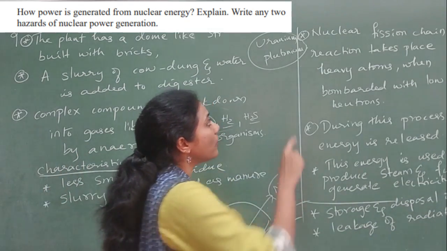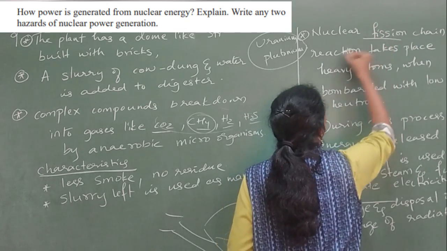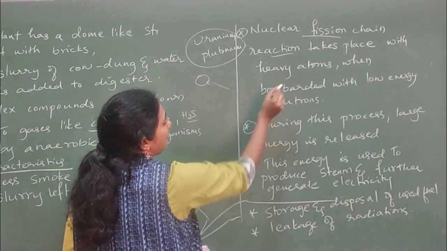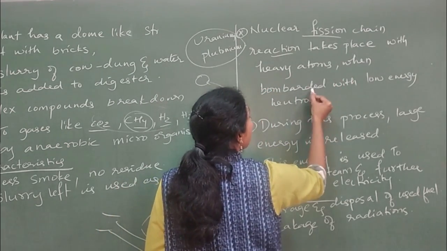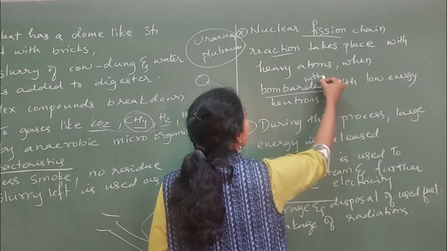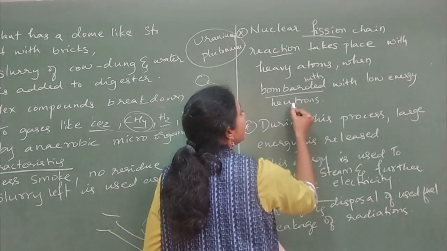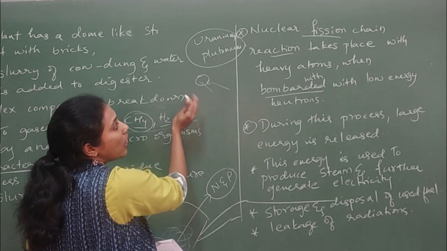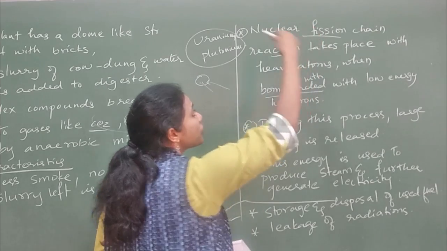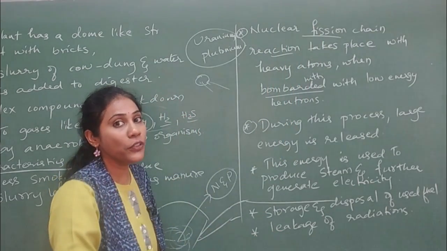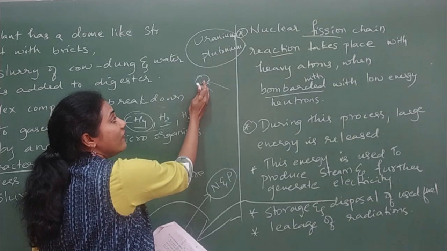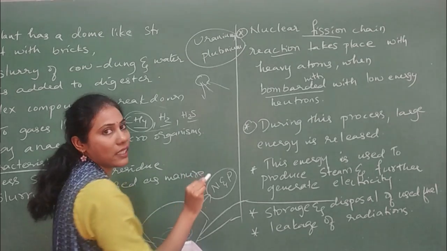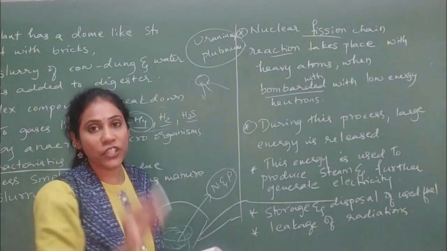Okay, so nuclear fission chain reaction: the heavy atoms are bombarded, in the sense hit, with lightweight particles. When you hit these heavy atoms with lightweight neutrons, certain particles get liberated, and this is called nuclear fission reaction. And this happens continuously. So when the heavy atoms are hit by lightweight particles, they split up into smaller particles. This is called nuclear fission reaction.